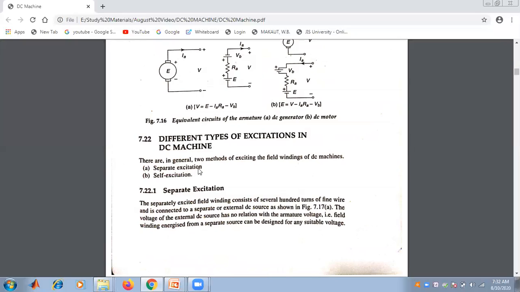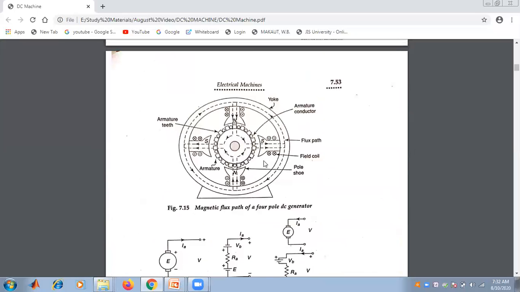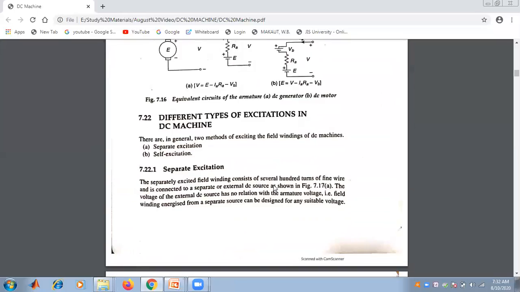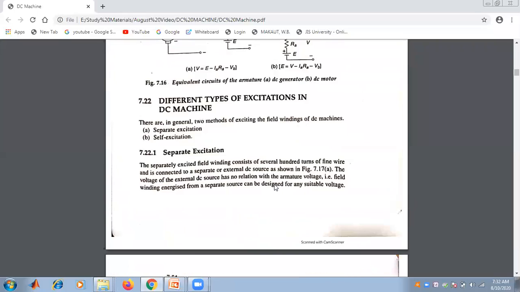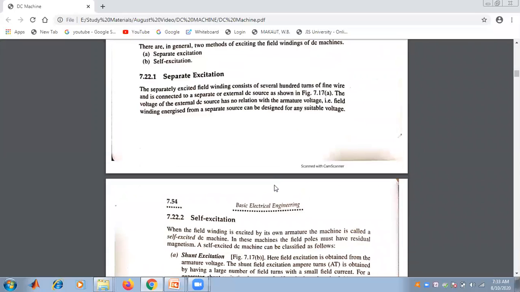We have different types of excitation in DC machines. In general, there are two methods of exciting the field windings, the field coils, that we have already seen. One is called separate excitation and another is called self-excitation.